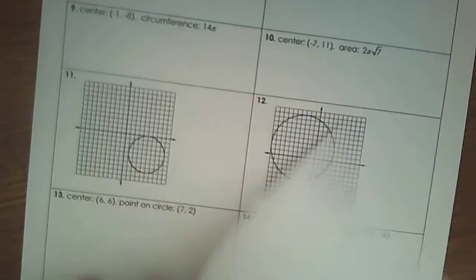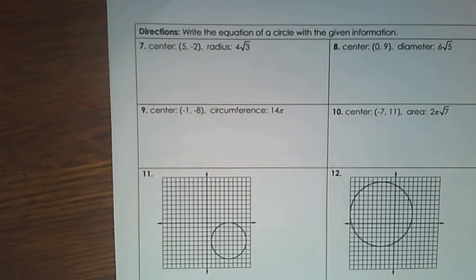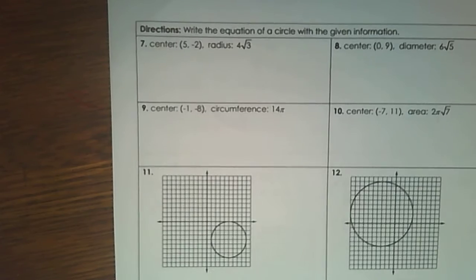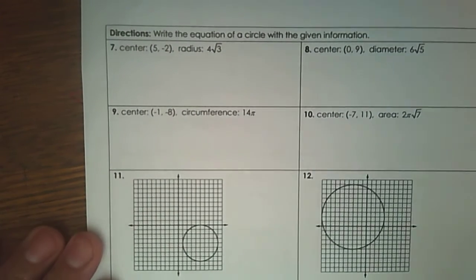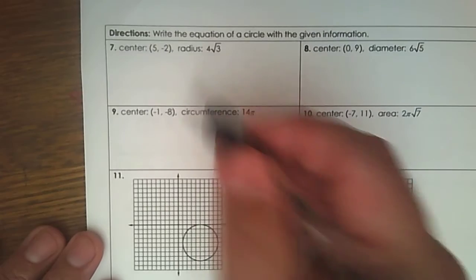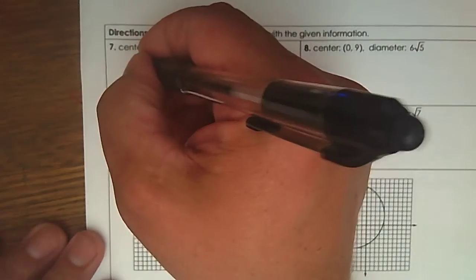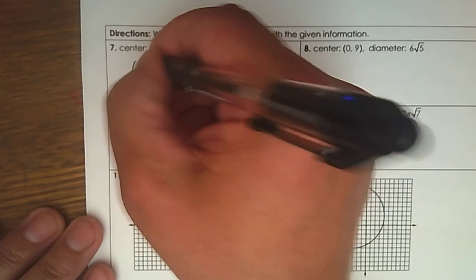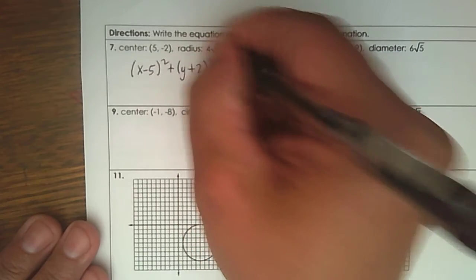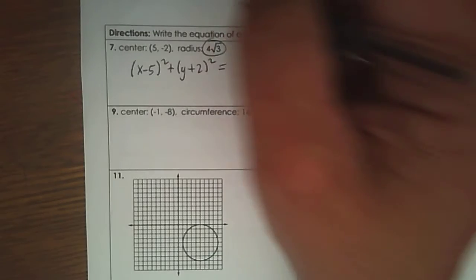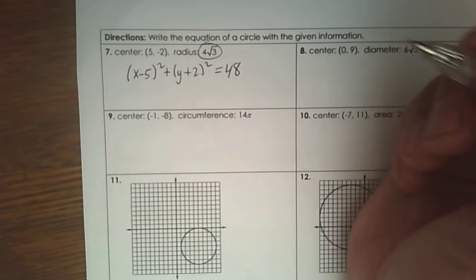All right, next page. No graphing for this one, but go in the other direction. If you're given the center and radius, what's the equation? So if I'm given that, I can go right to the equation. x subtract 5 squared, y plus 2 squared, and then square the radius. So it's 16 times 3, which is 48.